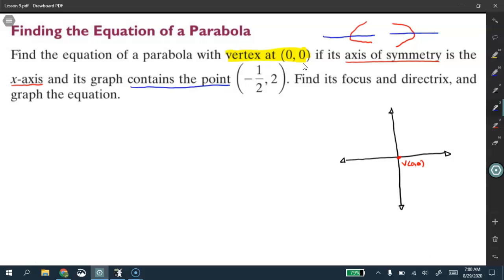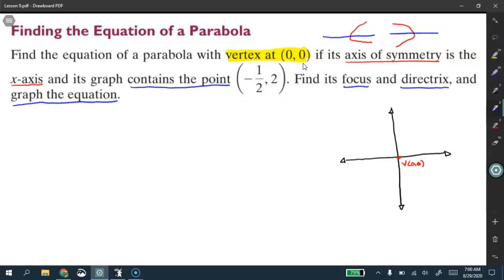They're not telling you a directrix. Instead, they're telling you that it contains the point negative half comma 2. And then your job is to find the focus, find the directrix, and then graph the equation, which we are trying to do actively as we go through these problems.